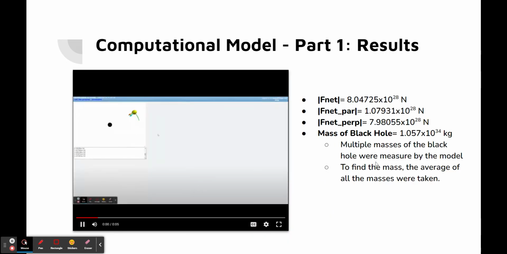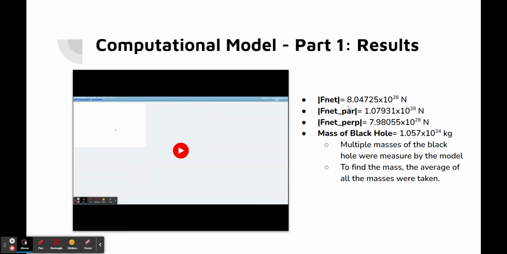So over here is the video, and as you can see, it's going to orbit around the black hole. And then the magnitude of F net is over here. We have the magnitude of the parallels, the perpendicular, and the F net is adding both of these because of the total forces in the system. And then the mass of the black hole is 1.057 times 10 to the 34 kilograms. And there's multiple masses, so because of that, we did have to take the average.